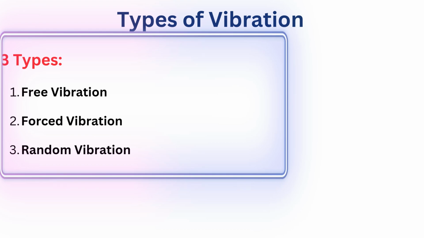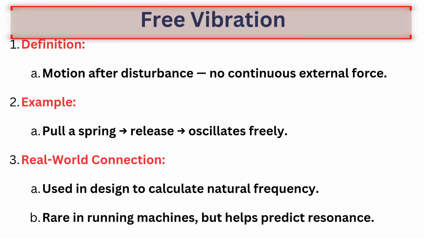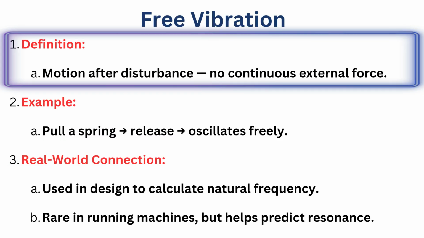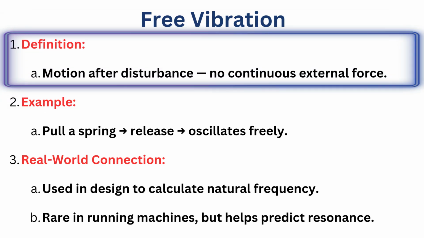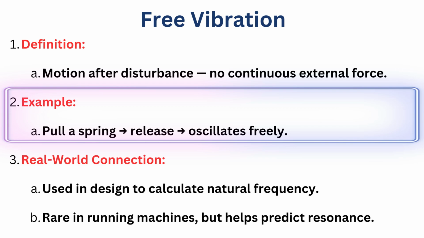So let's first discuss free vibration. In this type of vibration, a system is disturbed and then left to move on its own, without any continuous external force. To make it clearer, let's take one example. Imagine a spring with a weight attached, okay? If you pull it down and release, what will happen? The spring will move up and down freely until it slowly comes to rest, right? This type of vibration is known as free vibration.